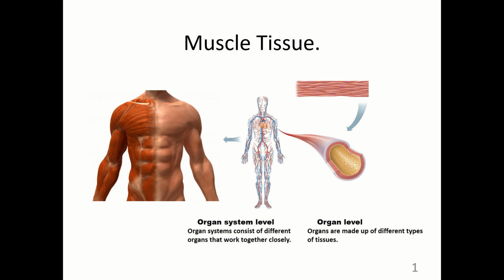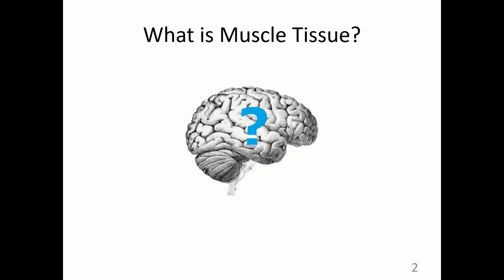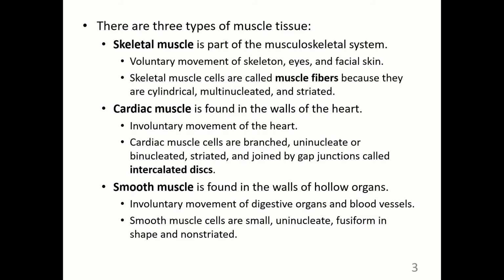This lecture is on muscle tissue. What is muscle tissue? There are three types of muscle tissue: skeletal, cardiac, and smooth.